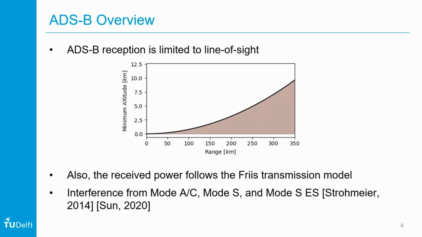And next is the receive power follows the free space transmission model. So this model says that the receive power is inversely proportional to the distance squared. Then that affects the receive power, then the message reception itself, because the further you are, the less likely you will receive the message. Also, some paper from Strohmeyer and Sun here mentioned that there's interference from Mod AC, Mod S, and the Mod S extended squitter that affects the reception of ADSB message reception.